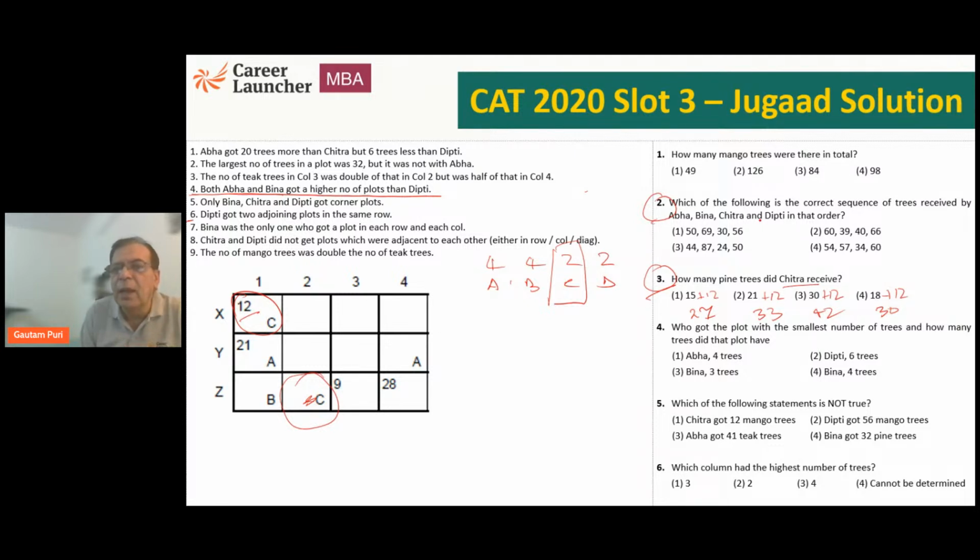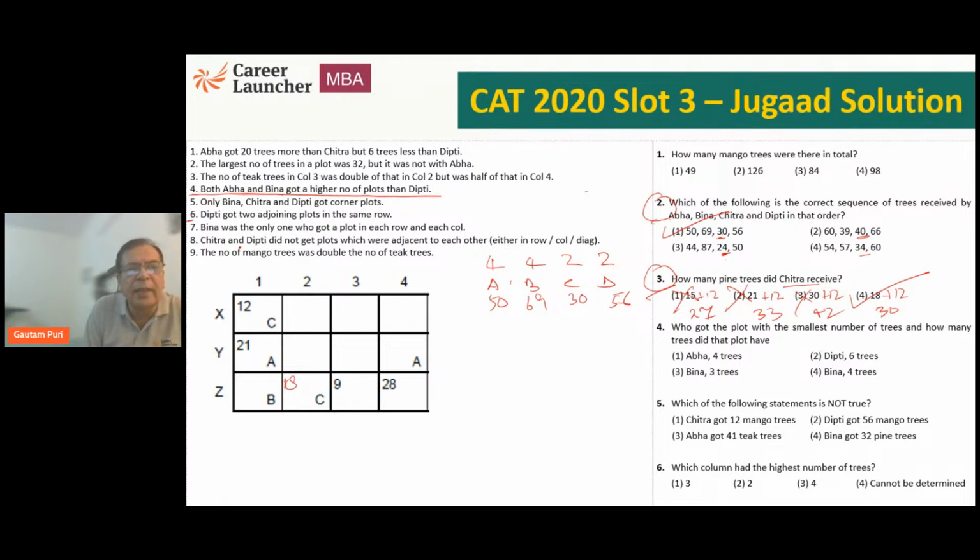And question 2 is saying the correct sequence of trees received by A, B, C, D in that order. So this is C, this is C, this is C, this is C. 27 is missing. 37, 33 is not there in any of them. This is not there. It is only 30. So 2 questions solved. The moment I solve these 2 questions, it opens up things for me. So I will say this is now 12 and this is gone. So this becomes 18. Okay. And I know the number of trees are 50, 69, 30, and 56.